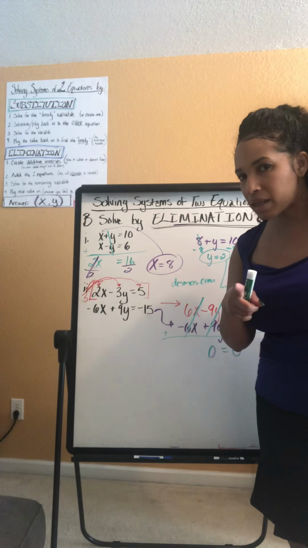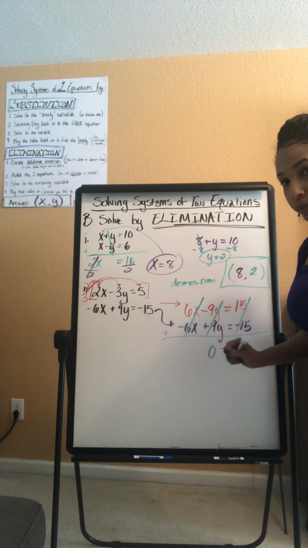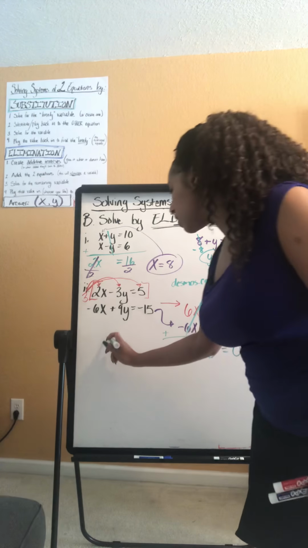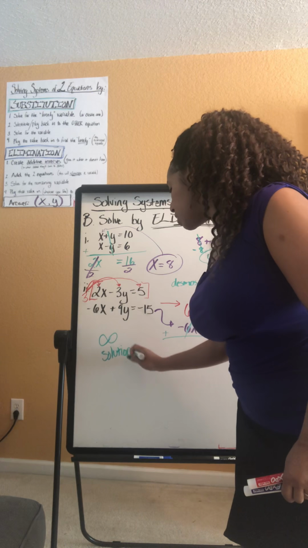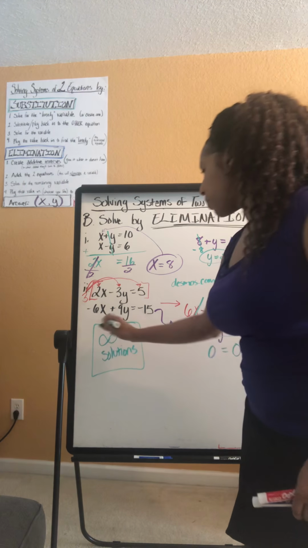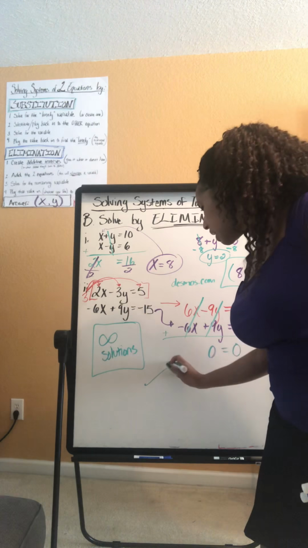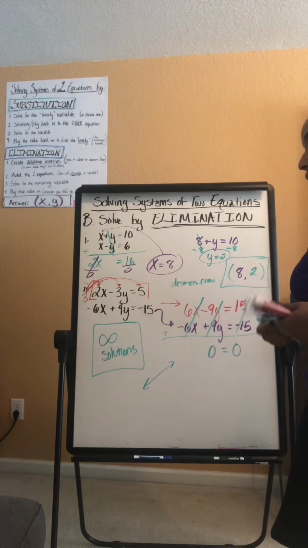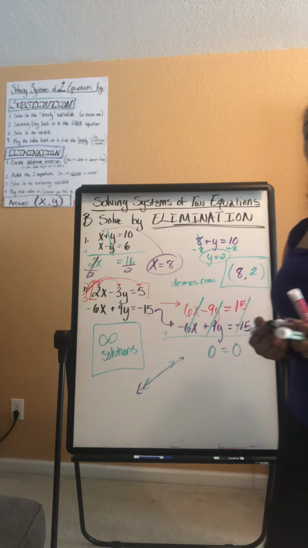We spoke about this in the first video. If I end up with something that is true, then I have infinite solutions. Infinite solutions. This was just an example of 2 of the same exact line, 2 equations for the same line. So they cross everywhere. They cross at every point. They are 2 of the same line.